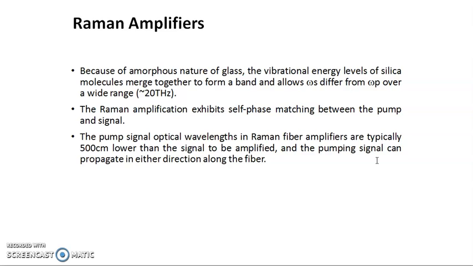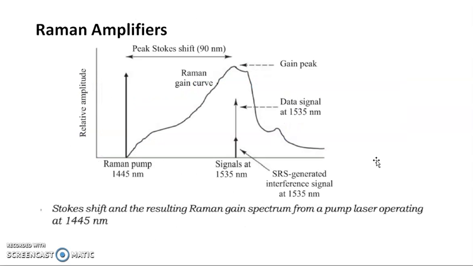So if you see the Raman scattering here, the shift in the wavelength occurs, resulting in the Raman gain. We can consider here a Raman pump at 1445, and then the shift occurs up to 90 nanometers; generally it starts from 10 to 100 nanometers. So the peak occurs at a shift of 90 nanometers, and then the signal at 1535. Because of that, stimulated Raman scattering is generated, and the signal at 1535 is a data signal, and we achieve the gain.